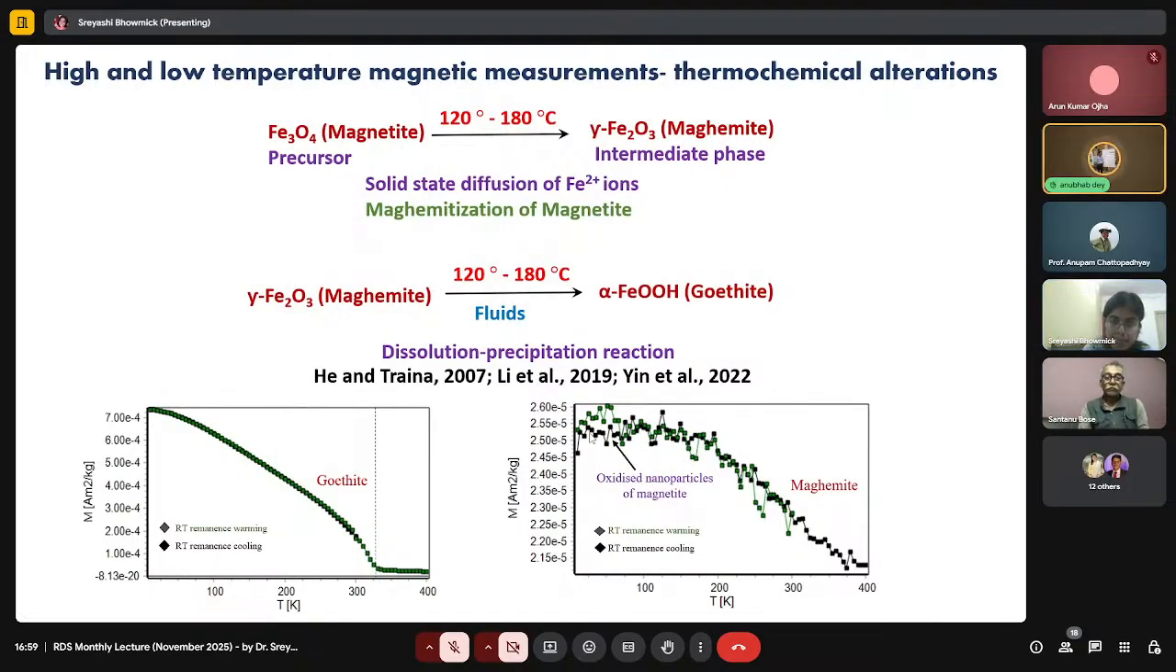Okay, so at 120 to 180 degrees Celsius, at that temperature, magnetite is converting to maghemite, and in places where fluid is present, that maghemite is also converting to goethite. So in patches, you are getting the goethite. Yes, actually, we got goethite only. We could not find this intermediate phase. So we expect that this conversion took place pretty fast. Wherever they got the fluid, they could convert it to goethite.